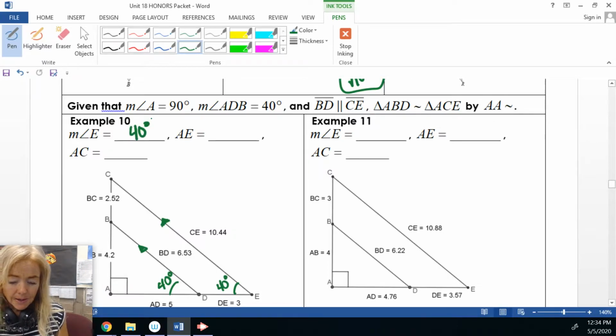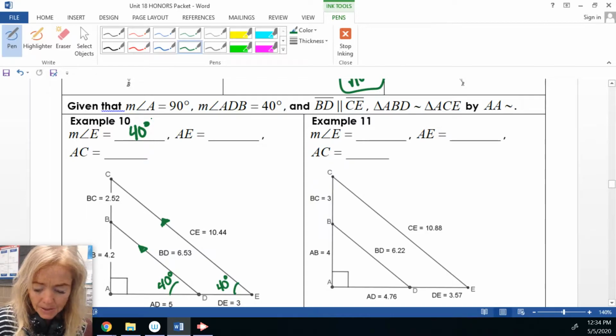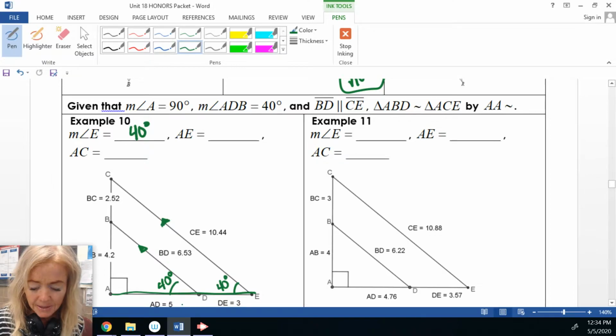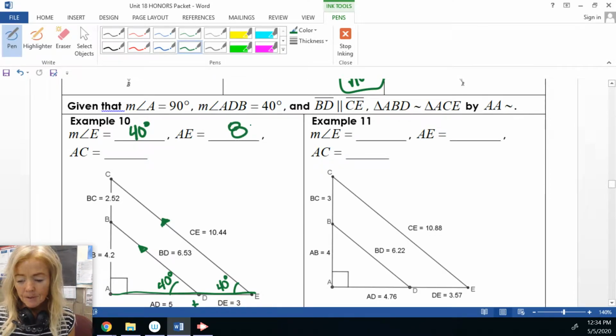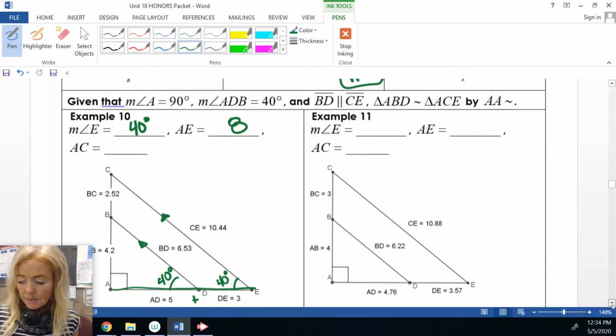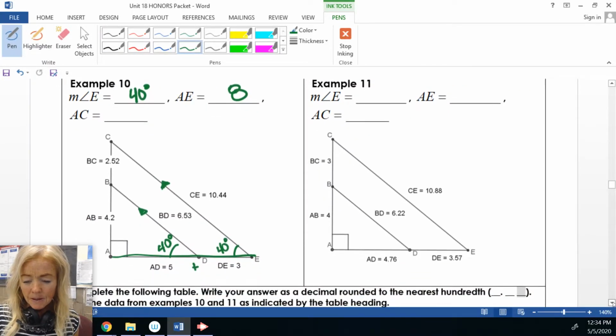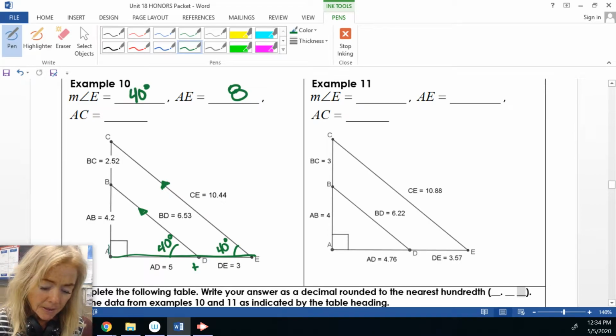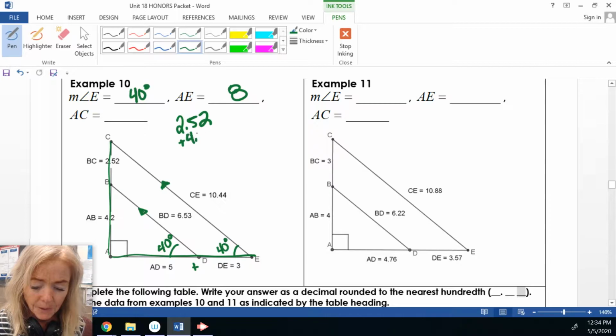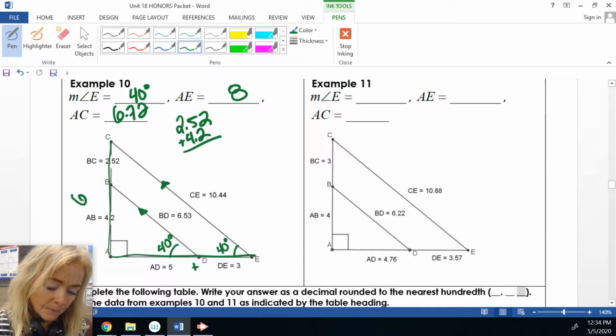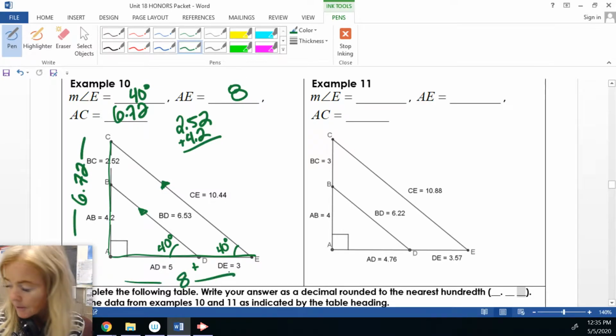And then let's look at AE. That's A to E, this side right here, and that's going to be 5 plus 3. I add those together, and we get 8. And then AC is this side right here. It's going to be 2.52 plus 4.2, which is 6.72. All right, and this is 8 that we figured out.